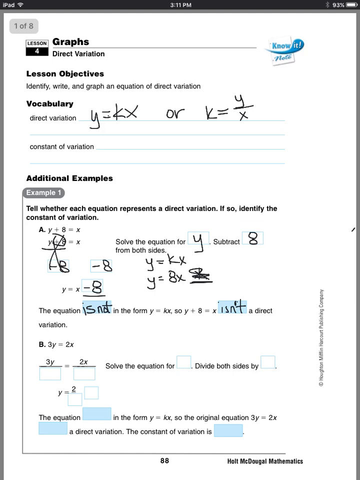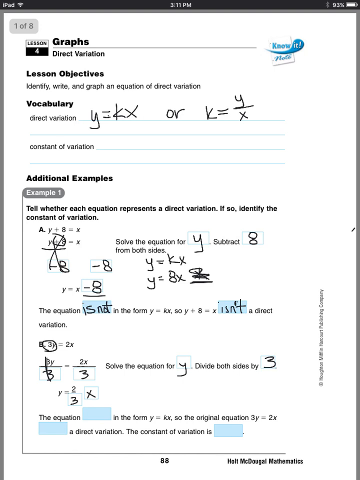We're going to solve the equation for y just like we did above. Okay, now we have a coefficient and a variable. That means multiplication. So we're going to divide both sides by the coefficient, which is 3. So these 3's cancel, and we are left with just y. And then we have 2 over 3x.